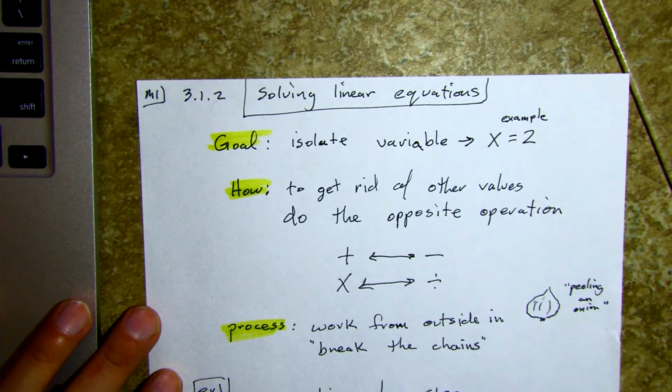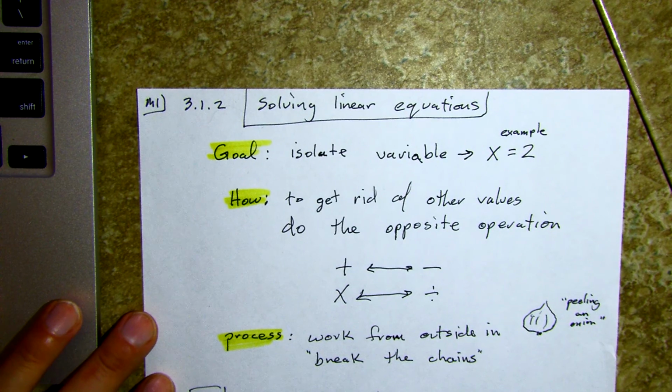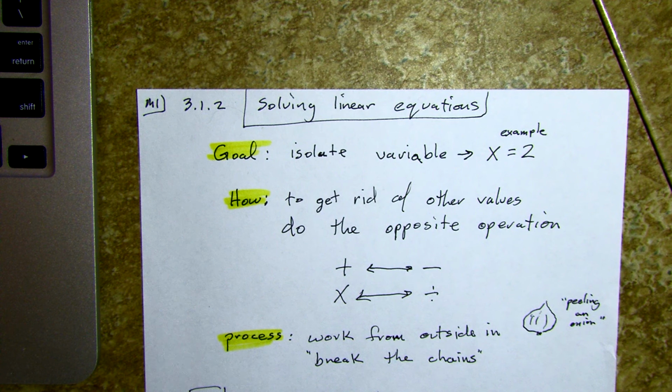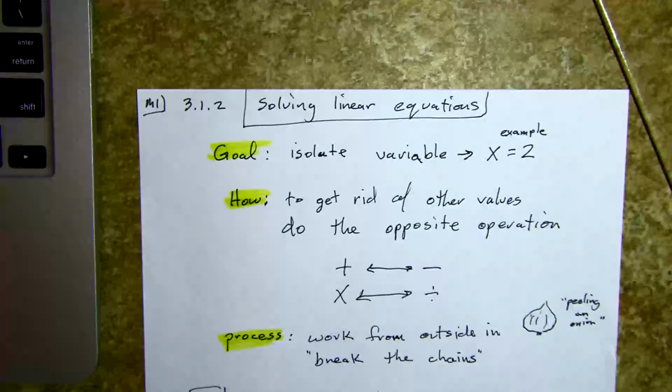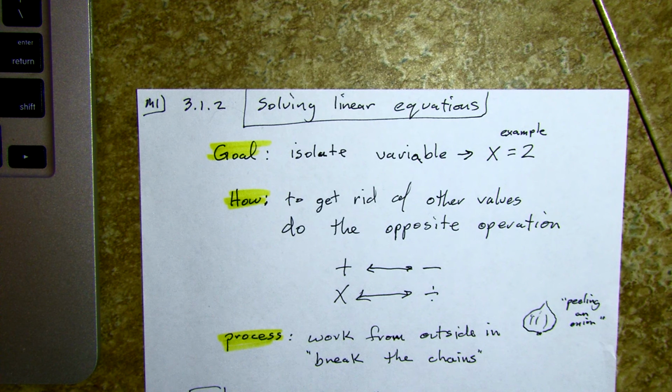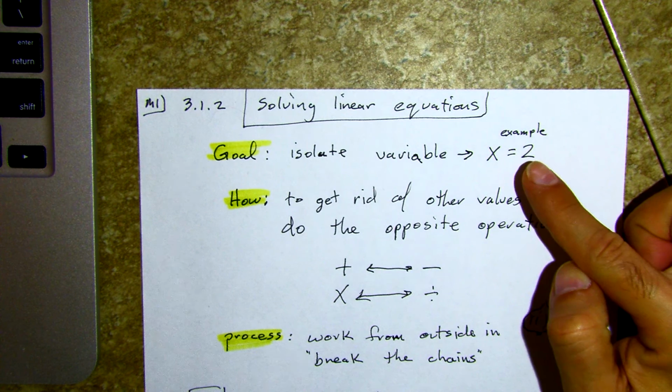So we're getting into what algebra is about, okay? Algebra is about solving equations. Linear equations are just equations with x, y, or z, right? X is equal to 2 is an example of an answer to a linear equation, okay?